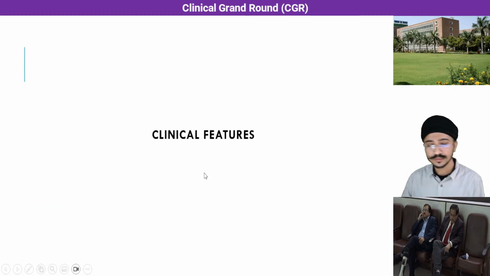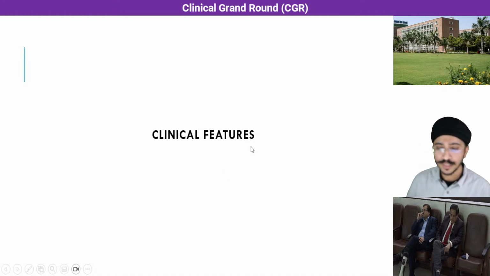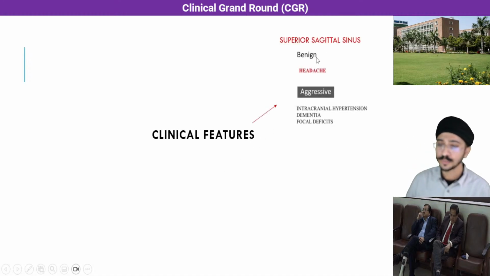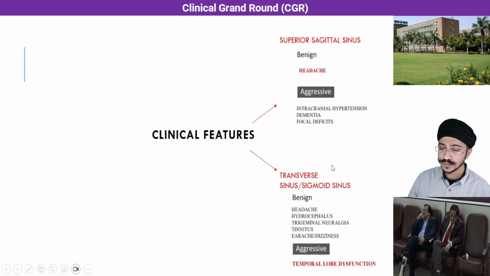All these features are directly related to the presence of cortical venous reflux. Then clinical features, as we have said, depend upon the location of the fistula. In case of a superior sagittal sinus fistula, the benign symptom observed is headache, while the aggressive symptoms that we have to note are intracranial hypertension, dementia, or focal deficits. In case of a transverse or sigmoid sinus fistula, the benign features are headache, hydrocephalus, trigeminal neuralgia, tinnitus, earache, while the aggressive feature is temporal lobe dysfunction.